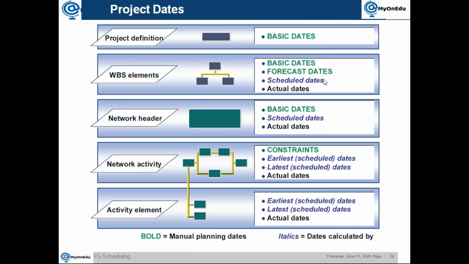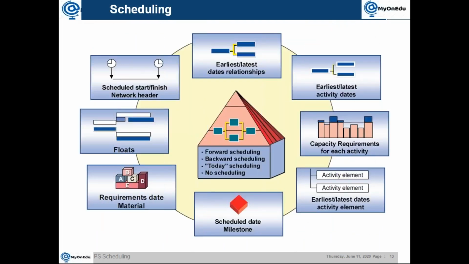So if you look at these different objects, mostly network activity and activity element, even WBS element also have the scheduled dates. You can extrapolate it from the network activity. So these are the different things involved in scheduling. There is always an earliest, latest date relationship calculation in scheduling.